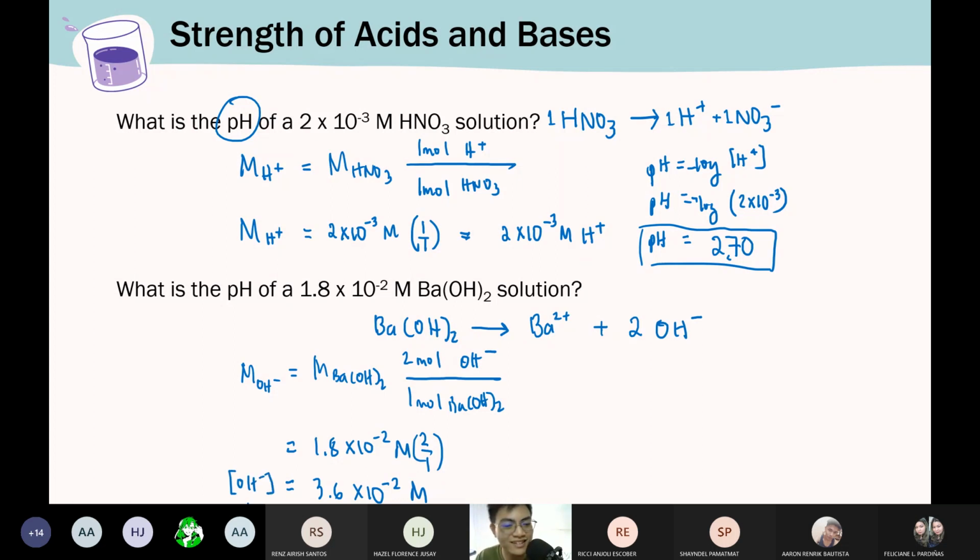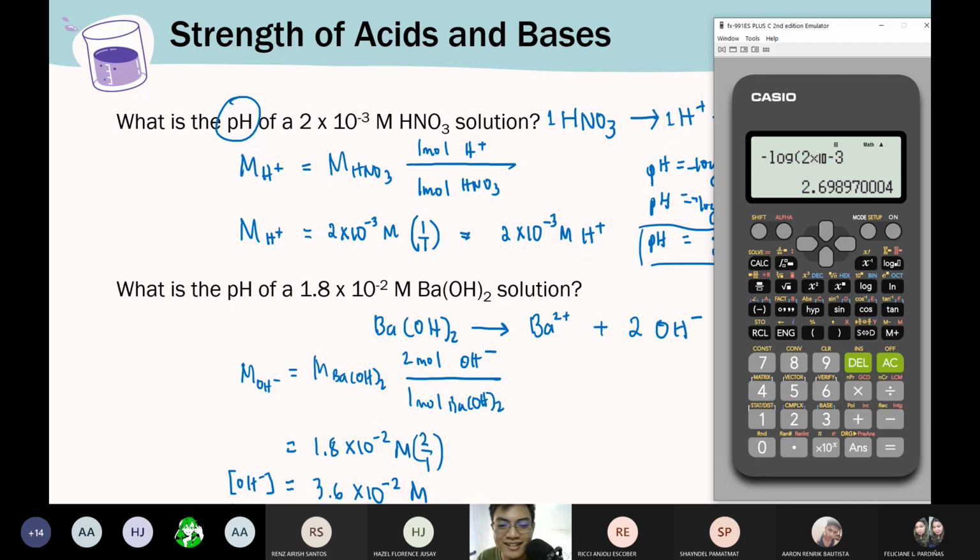Tama ba ako? Nagdududa din ako sa sarili ko. Times negative. Ayan, so 3.6 times 10 raised to negative 2.